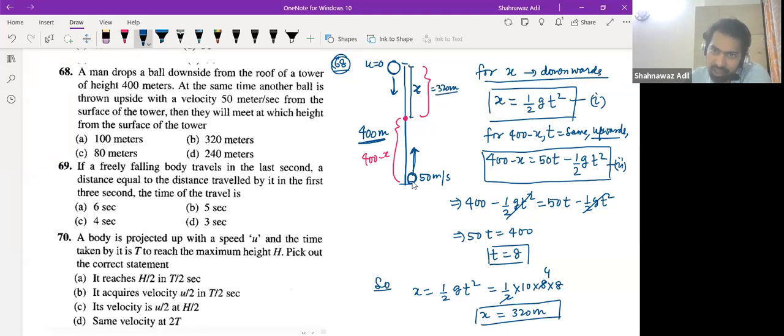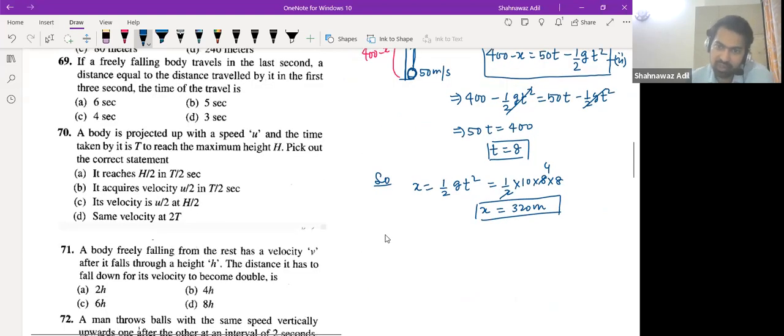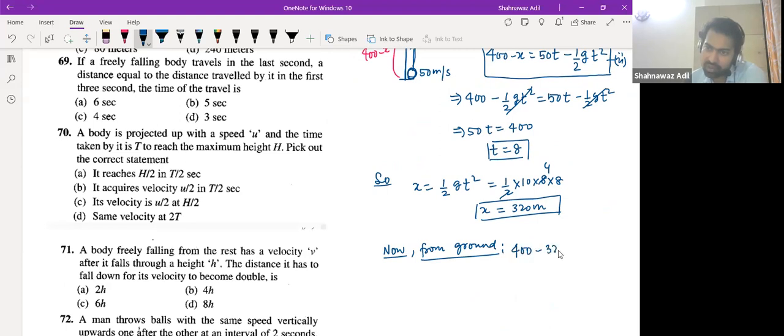So from the ground, what is the distance that has been covered? 320 meters, sir, from ground. From ground, 400 minus 320. Yes, absolutely right. So 400 minus 320, which is 80 meters. So this is the answer from ground.